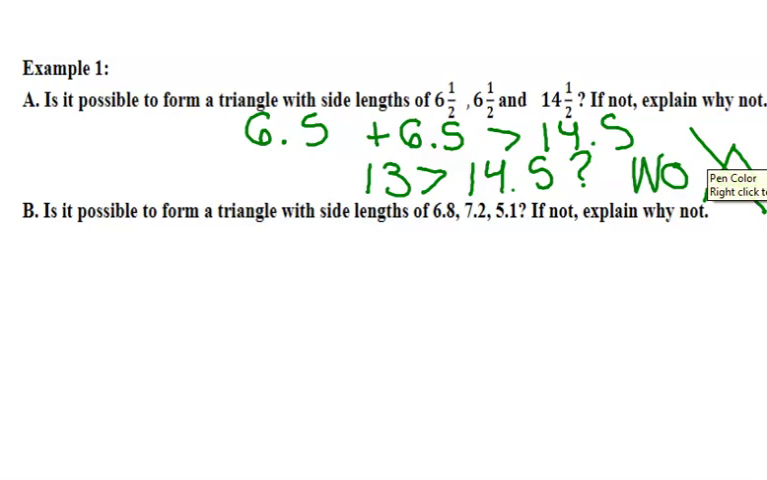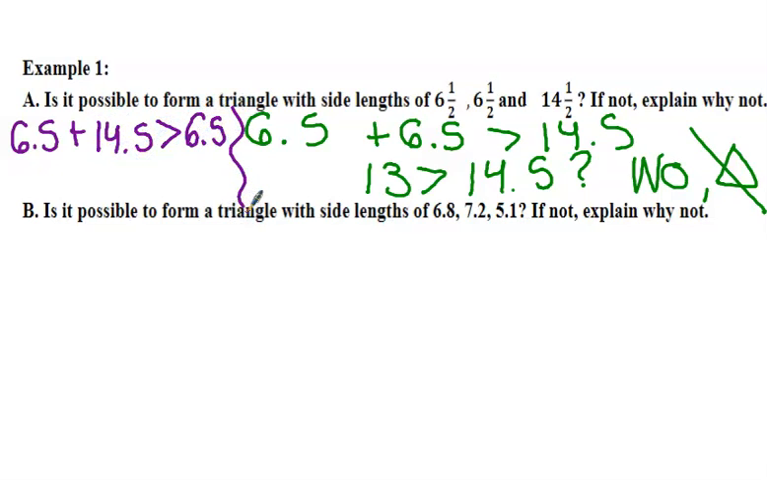Again, any two sides have to add up greater than the other side. The other situation would be if I had 6.5 plus 14.5, and yes, that is greater than the other 6.5. So that would be the scenario where it did work, but unfortunately when I add these two sides together, it is not greater than 14.5. All right, let's try the next one.